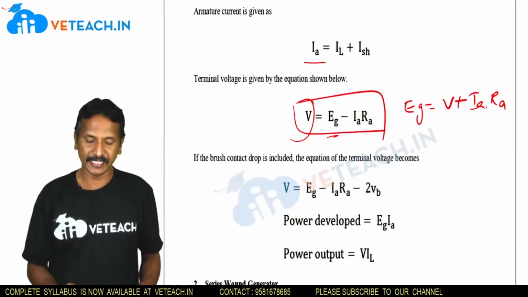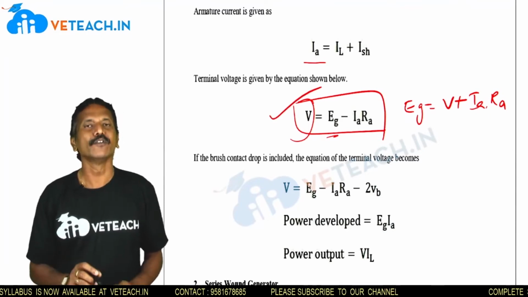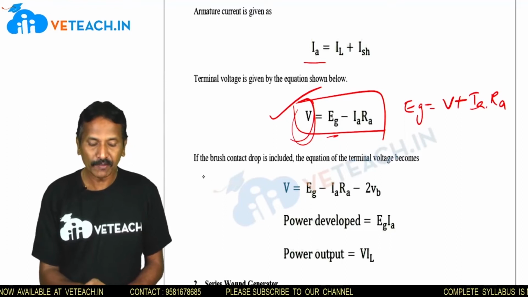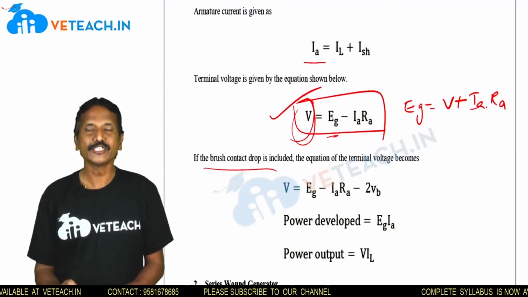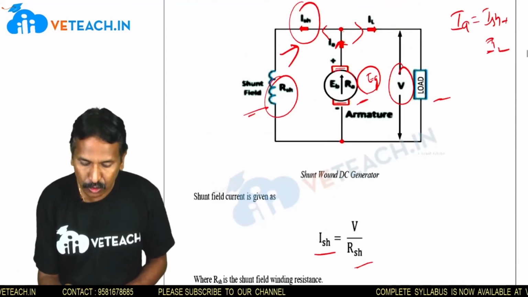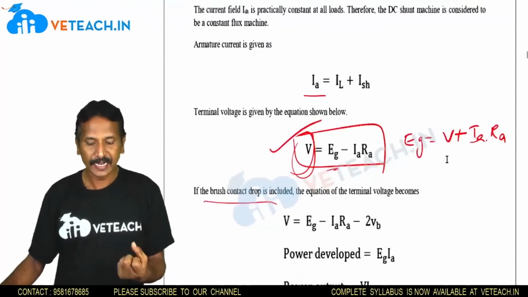IL plus ISH, that also we can substitute here, or directly V is equal to EG minus IA into RA. This is voltage. Now I want to find the brush drop. Brush drop means what? Here these are the brushes. Students, two brushes are there, and why the brushes? They are used to collect the current.